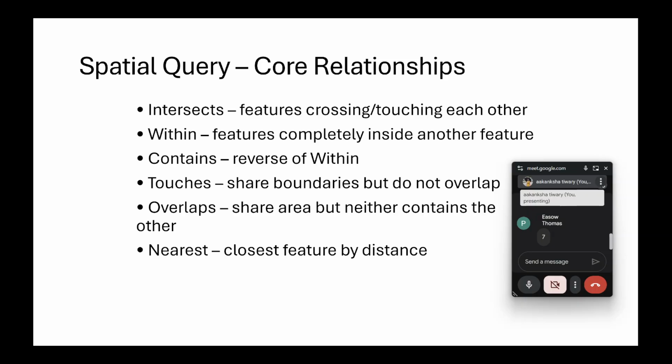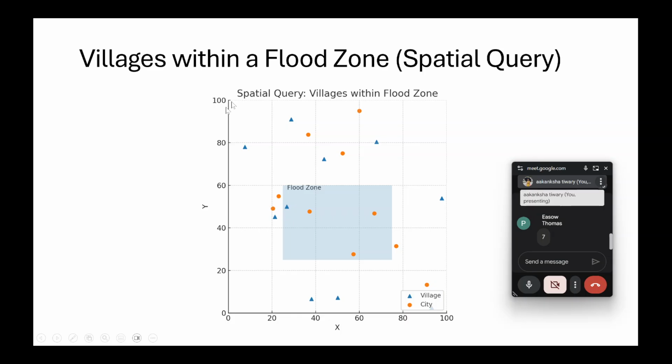Okay. Now spatial querying. Spatial querying is basically using relationships like intersection, within, contains, touches. We try to get spatial information. For example, if you want to know villages within a flood zone, you can make a flood zone area and then see how many villages are there. You can see there is one village within the flood zone area. This is how spatial querying works.